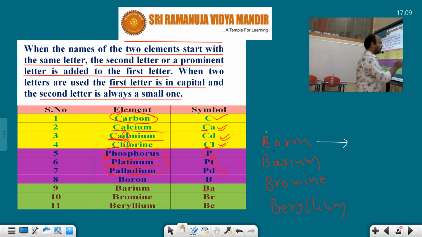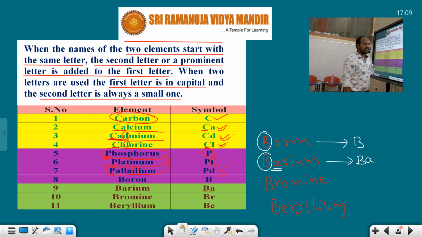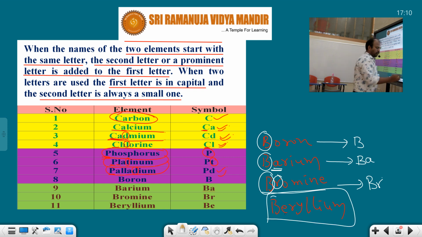Boron, first letter, what? B. I had already mentioned B. That's why whenever I write B, you can understand it is boron. Now another element is barium. First letter B will be there, but whenever I write B, you understand boron. That's why you should take the second letter. What is A? Barium. BA stands for barium. After this, the element bromine, what is the symbol? First letter, what? B. First letter is always a capital letter. Second letter, what will be there? R. B, R, bromine. After that you should take beryllium. First letter, what? B.